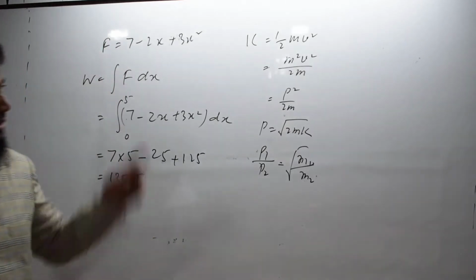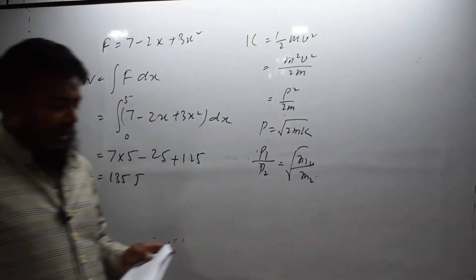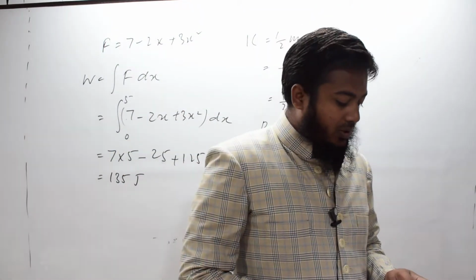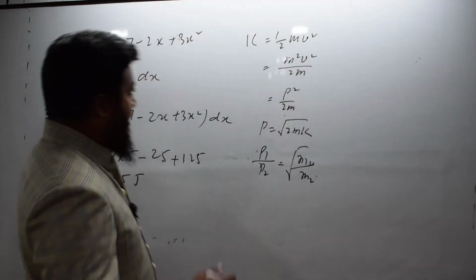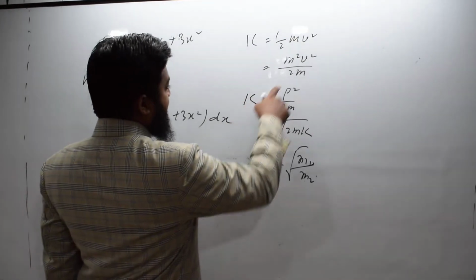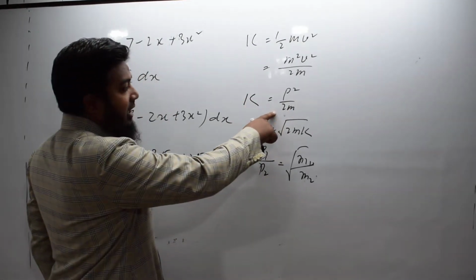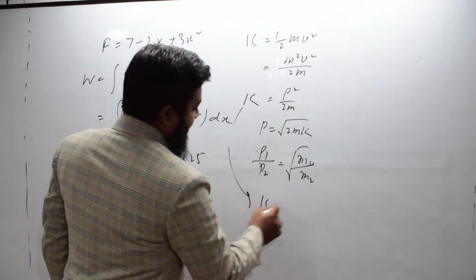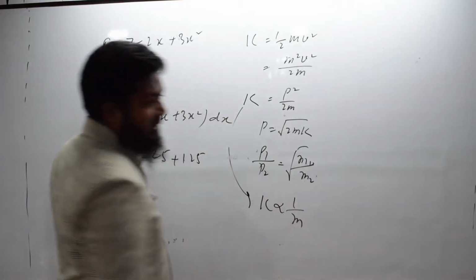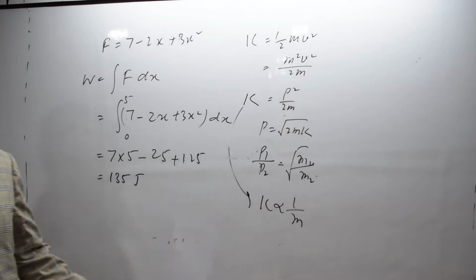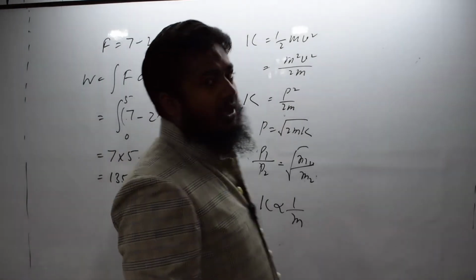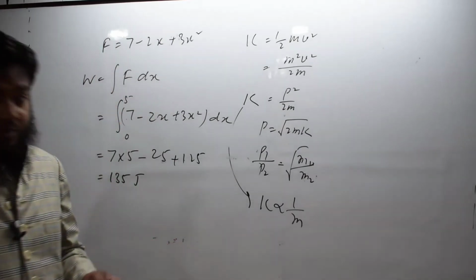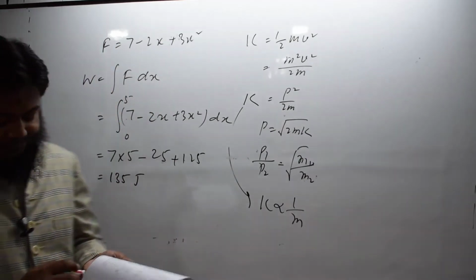Next question from the same formula. A light and a heavy body have equal momenta. Which one has greater kinetic energy? Now, from here you can see K is p square over 2m. If momentum is same for both the bodies, then you can write that kinetic energy is inversely proportional to mass. So, lighter body will have greater kinetic energy and heavier body will have lower kinetic energy. So, for this question, the lighter body will have more kinetic energy.